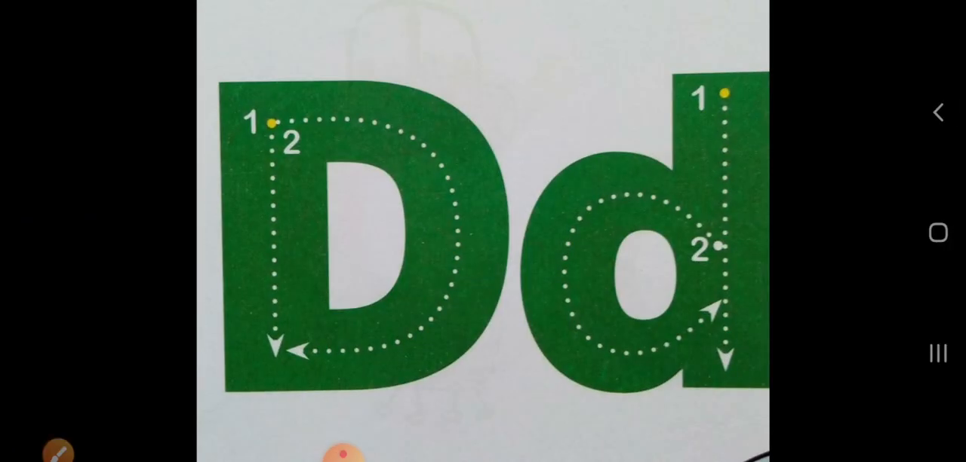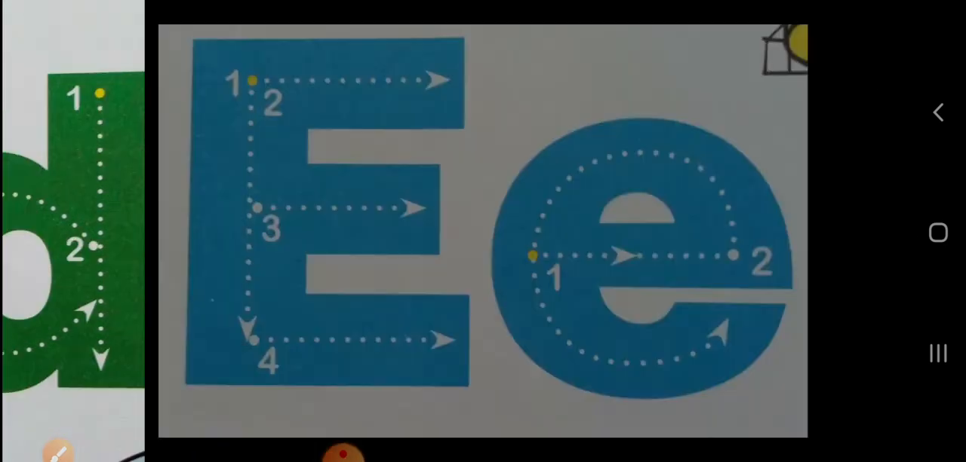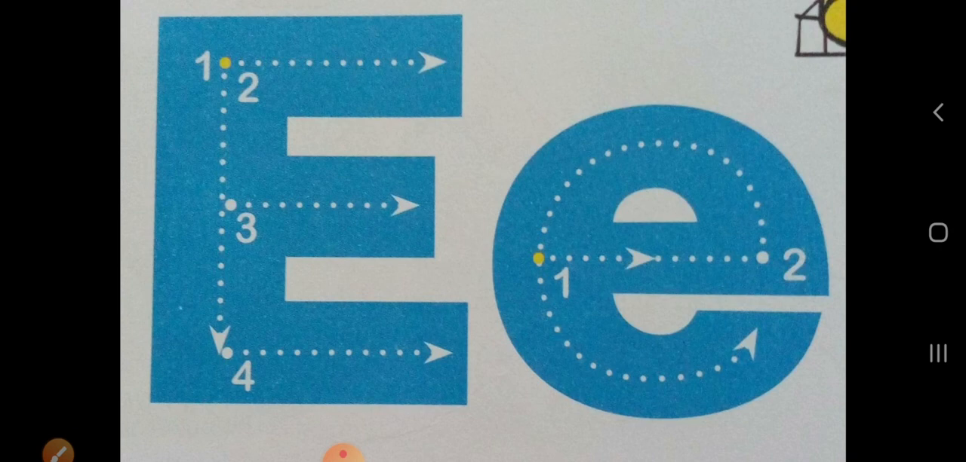And which letter is this? D, D. Say D, D. D, D, dog. D, D, drum. Capital D and small d. Yes. Uppercase D and lowercase d. Moving to another letter. E, E, elephant. E, elephant. E, yes, egg. So this is letter E. Okay, capital E and small e.